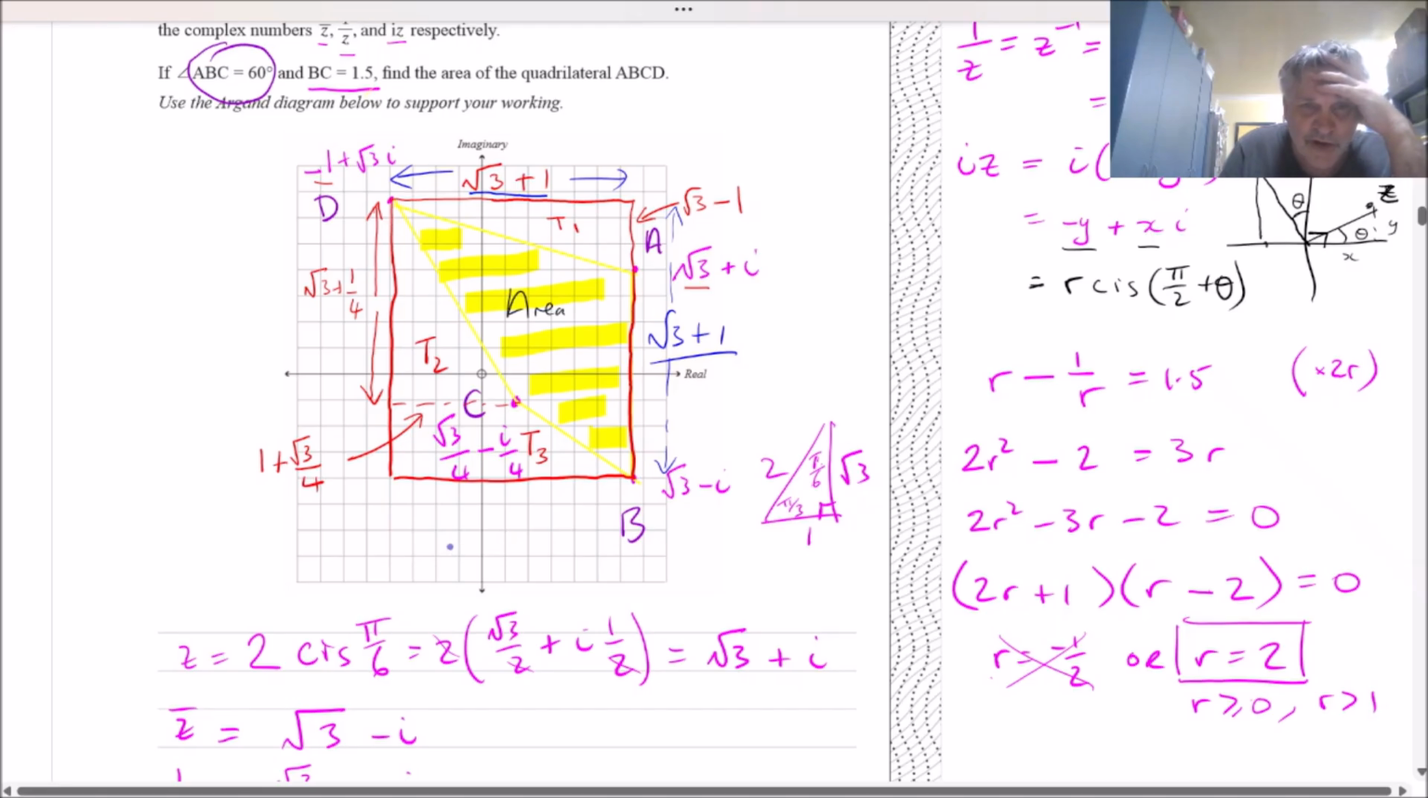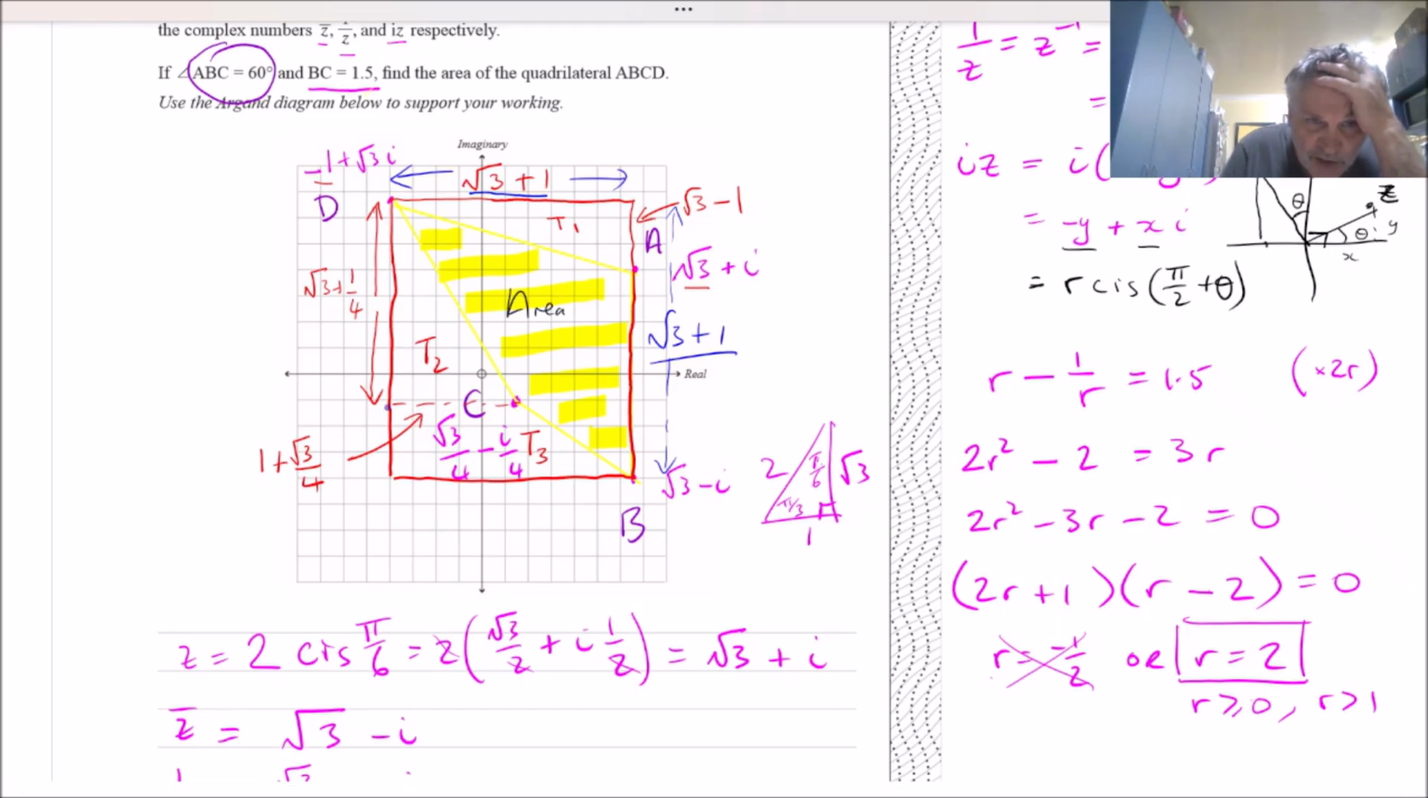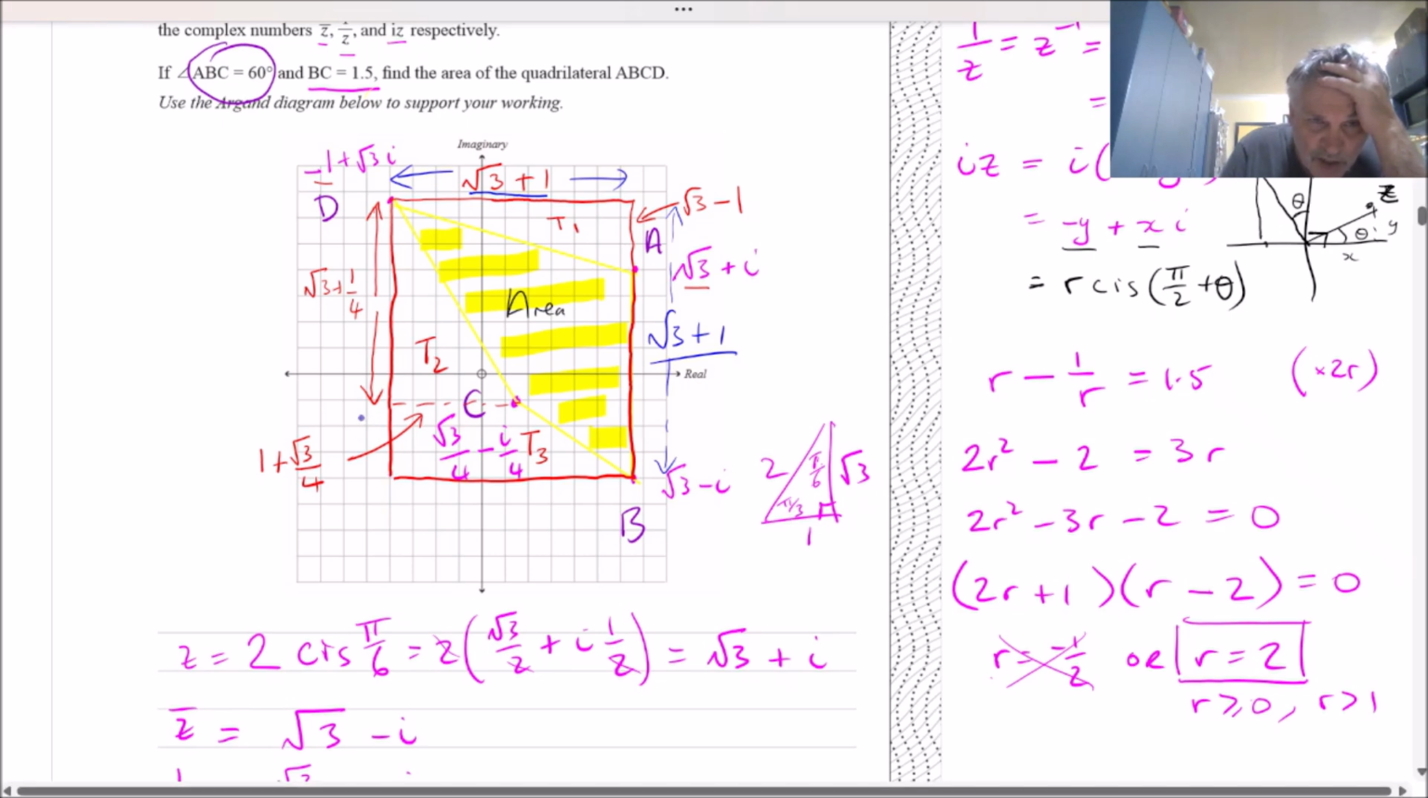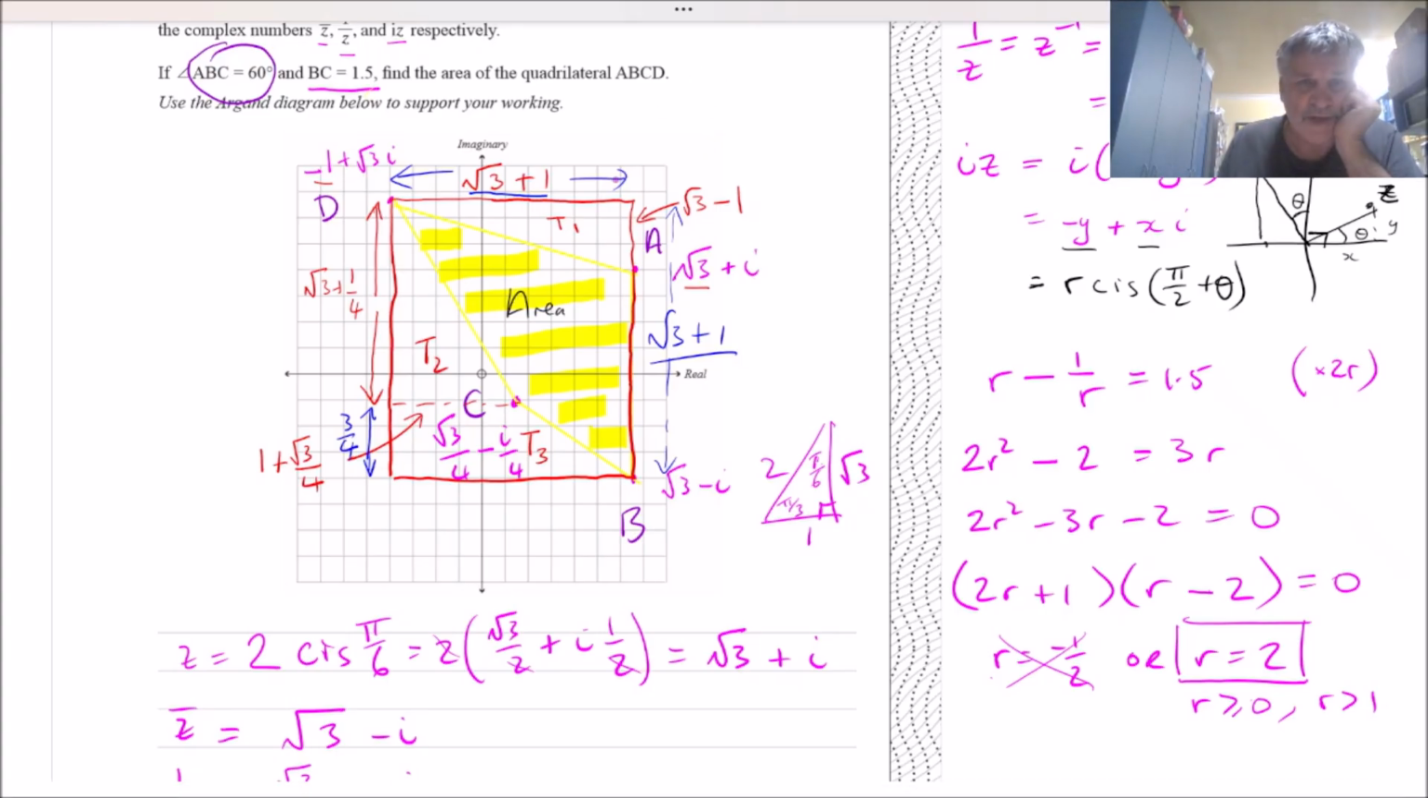And so indeed we do have a square. We've got this side, we've got root 3 plus 1 here. We need to have this side here. So this is down a quarter, and this is down 1. So this side here is going to be 3/4. And now we can work out the areas.